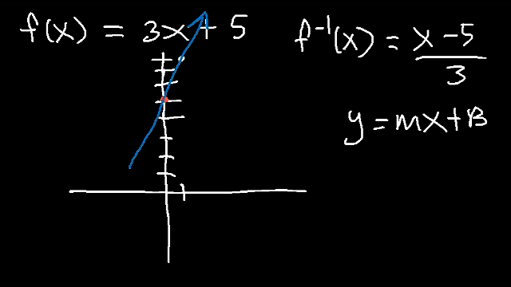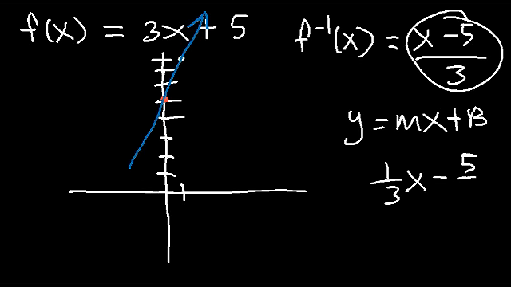Now for the inverse function, this is the same as 1/3 x minus 5 over 3 if you divide x and -5 by 3 separately. So the slope is 1/3 and the y-intercept is -5/3. So -5/3 is about -1.67, which is somewhere over there.